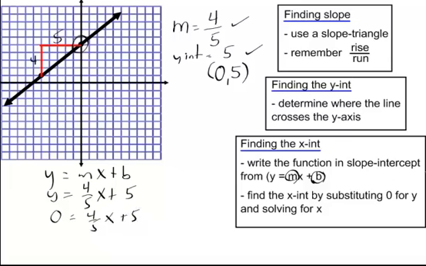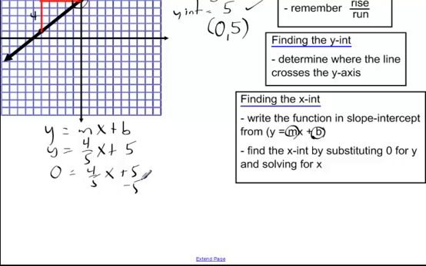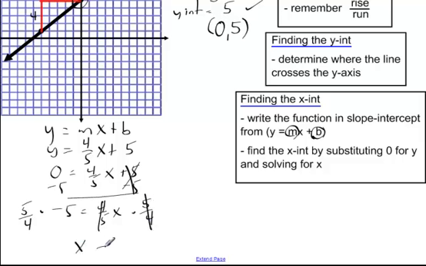So I have to get rid of the 5. So I'm going to do the opposite, which is negative 5. Those cancel, so I'm left with negative 5 equals 4/5 x. When I have a fraction in front of a variable, I'm going to multiply by the reciprocal to cancel it out. When reciprocals are multiplied, they equal 1. 4 times 5 is 20. 5 times 4 is 20. 20 over 20 is 1. And 1 times x is still x.